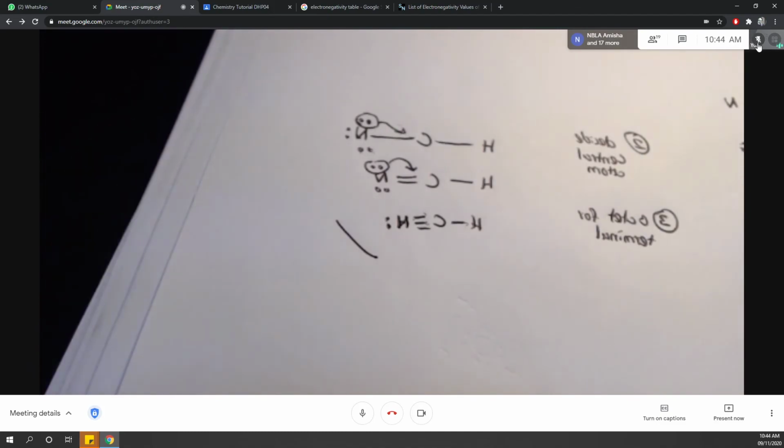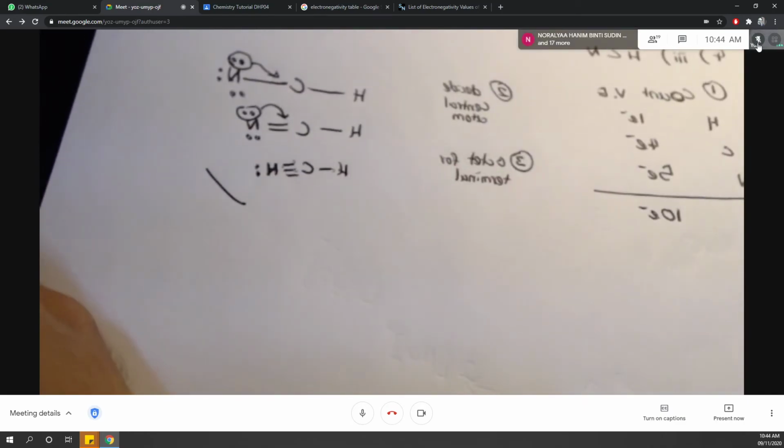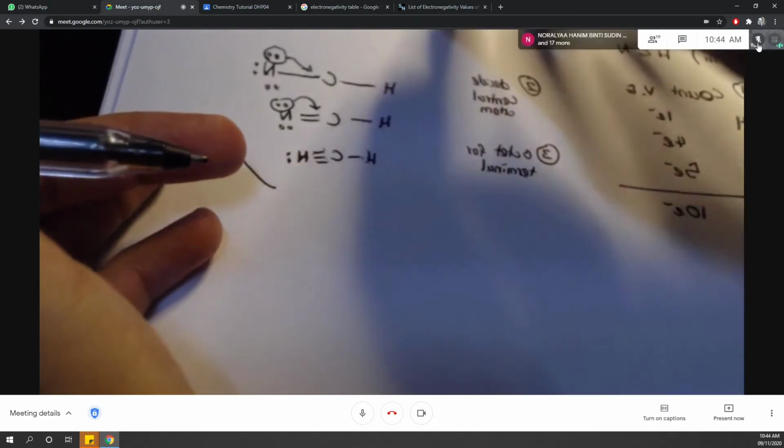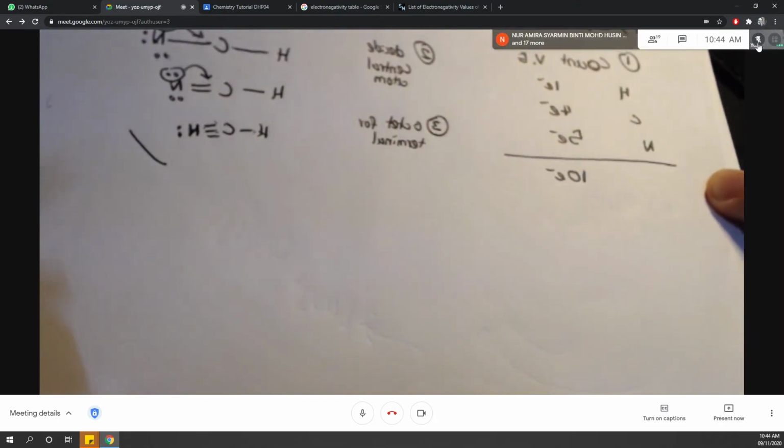Kecuali nanti besok kita akan belajar dia ada few exception. That one you just can memorize je. Dia ada few elements je, dia takkan jadi octet. So, and then kita bincang soalan 4.